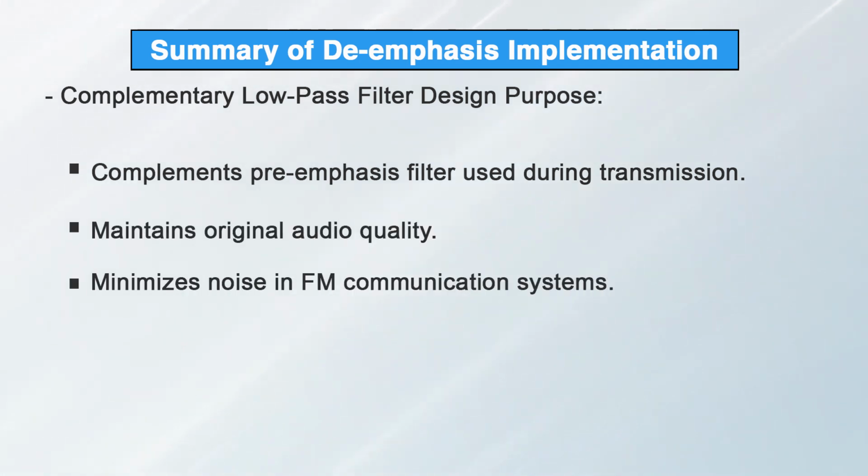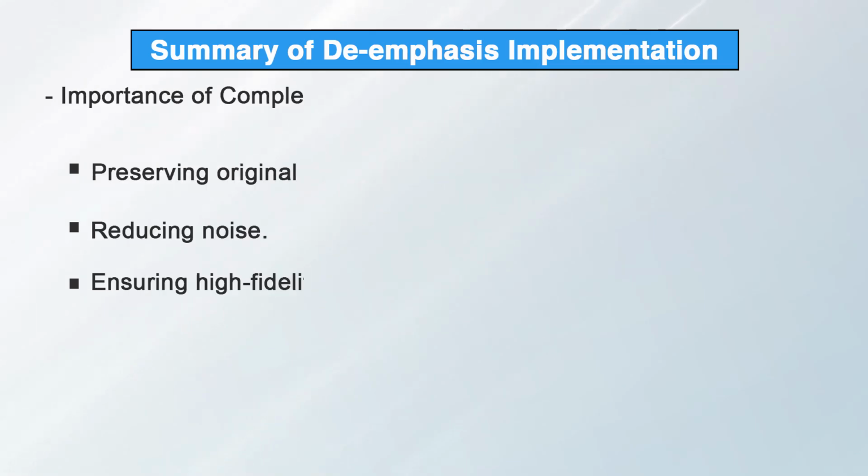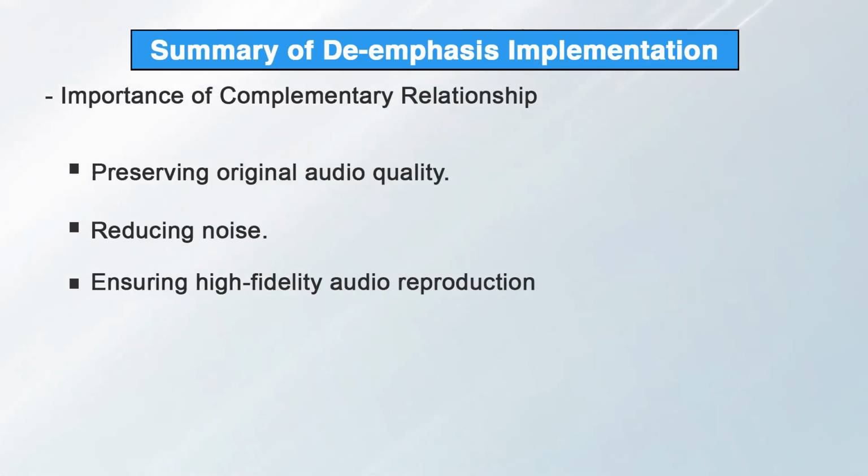This complementary relationship is essential for maintaining the original audio quality and minimizing the noise in FM communication systems. By understanding the mathematical basics and practical designs of the de-emphasis filter, engineers can ensure high fidelity audio reproduction in FM receivers, preserving the integrity of the transmitted signal for the end user.